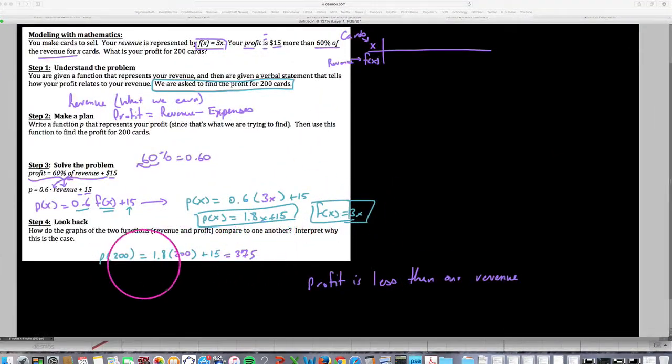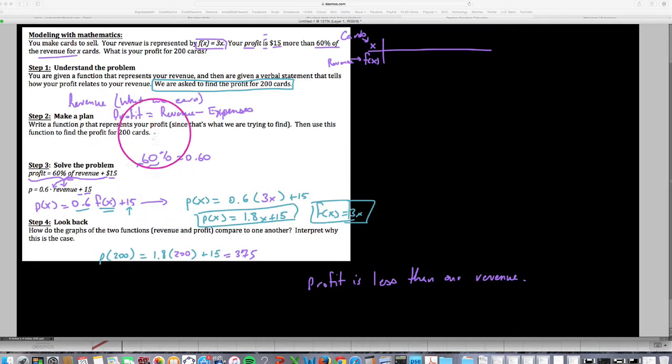Okay. And why is it the case that our profit is less than our revenue? We might say something to the effect that our profit really, we could scribble this down here, but my handwriting's just bad. Our profit is less than the revenue because we only get to keep 60% of our revenue plus $15 that we started with initially, okay?